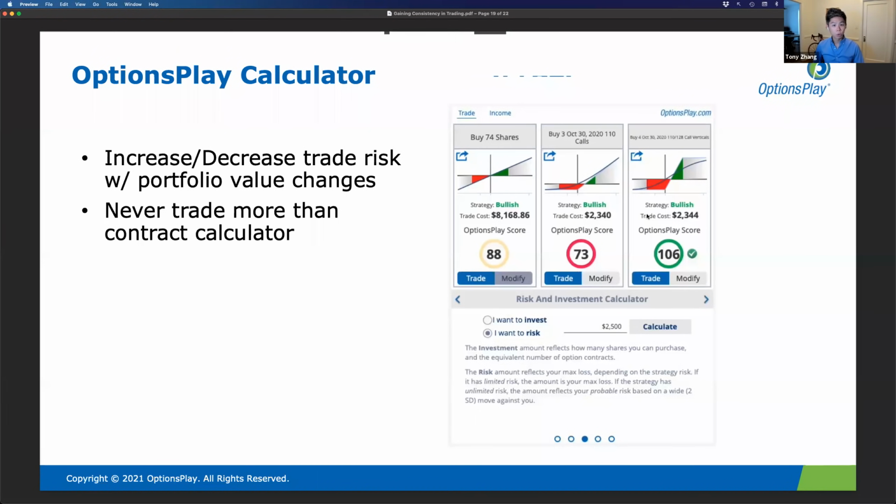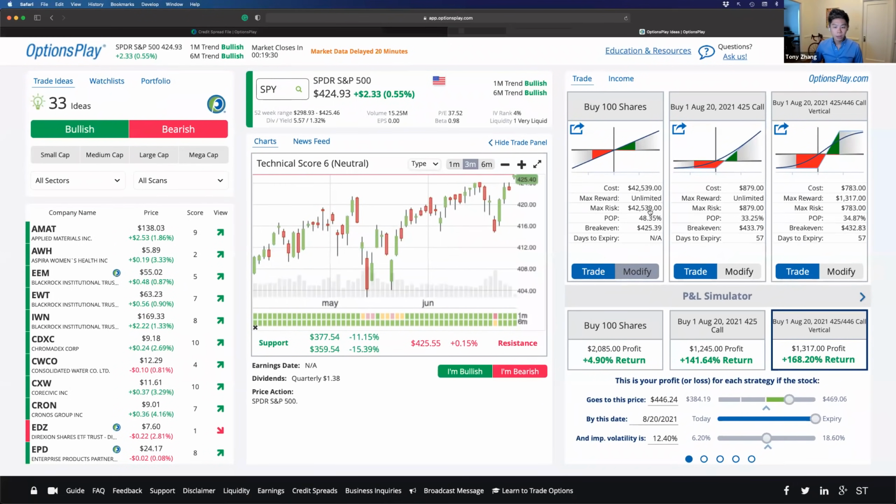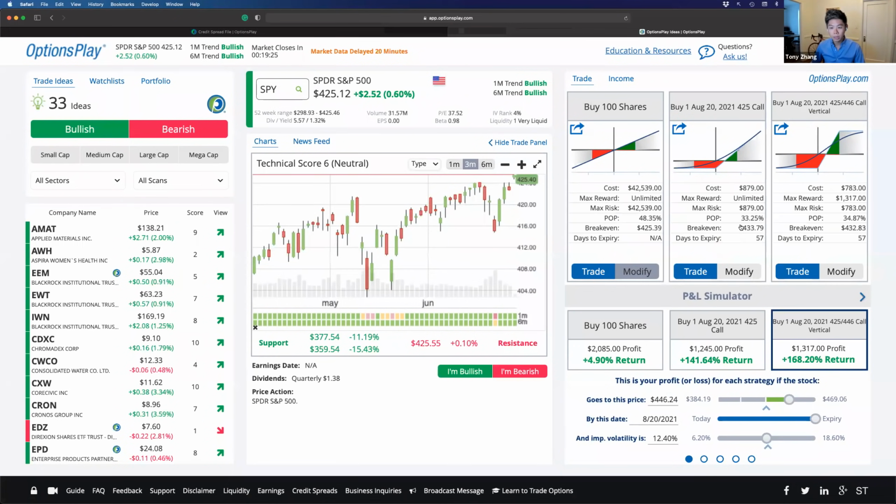And what I'll do is I'll give you a quick view of how OptionsPlay helps you stick to these rules, okay? So regardless of how you arrive at a strategy that you want to trade, when you click on the OptionsPlay score in the OptionsPlay tool, there's going to be a line here called max risk, right?